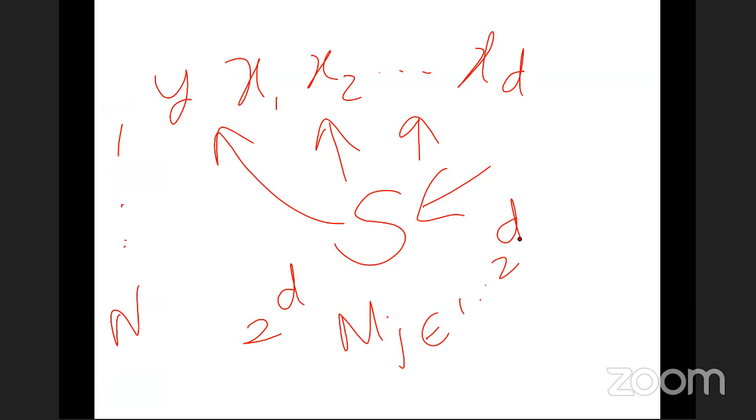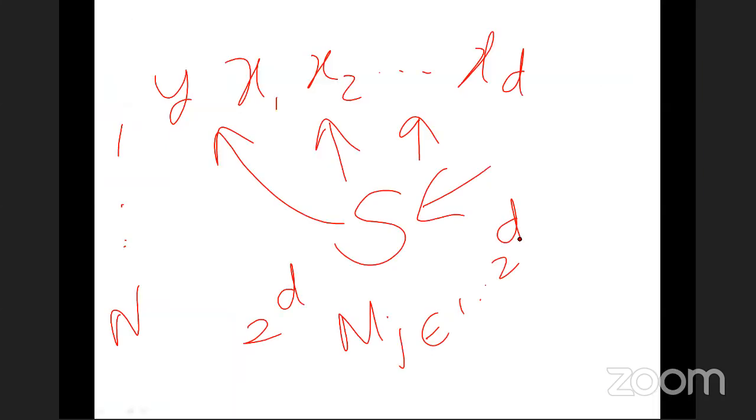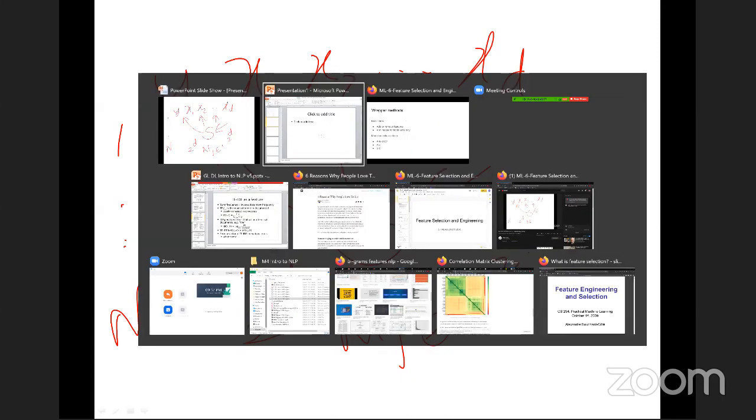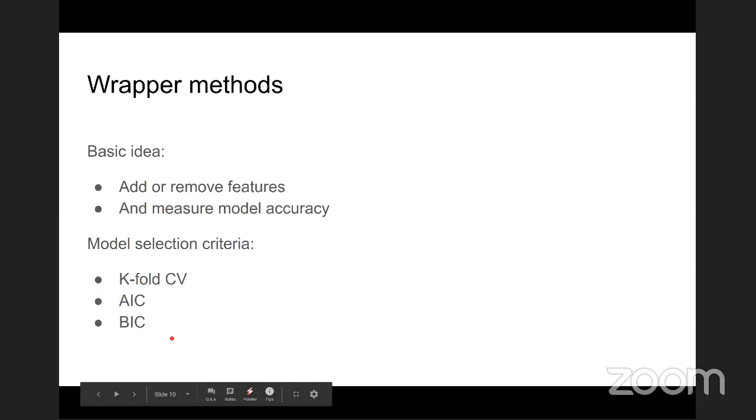Now, what is the criteria for that best model? That's what we are looking at. First of all, this is cost prohibitive because it's exponential in D. But let's say somehow if I could do that, then how will I pick the best model? There are three criteria. One is k-fold cross-validation, the other is AIC, and the third is BIC. There might be more criteria, but these are the most commonly used ones.